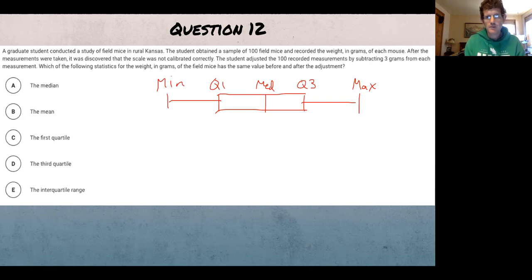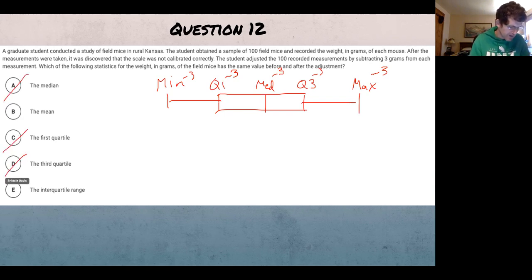So if everything was calculated or was measured incorrectly, and we needed to adjust it by 3 grams, then all these are going to lose 3. All right, so the things that are changing, the median is changing, the first and third quartile are changing, the mean, because every value is now 3 less, the mean is going to lose 3 as well. So the only thing that doesn't change is the interquartile range, because this is straight.